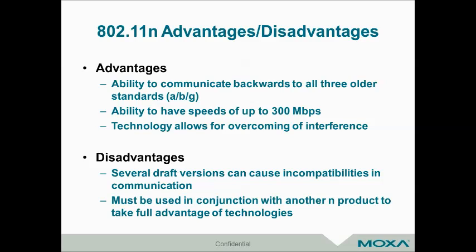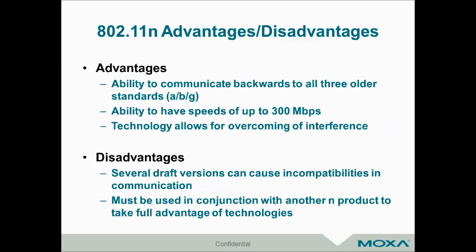Some of the disadvantages: there are several draft versions, so you may have seen draft N, pre-N, some of these different types of notations. You have to be very careful when using those types of devices because there actually is a little bit of a difference in the final protocol from those draft standards. If you're using a final ratification AP but a draft client, they may have some communication issues because the protocol changed slightly. So you just want to make sure that you're using the same version across all of your devices.